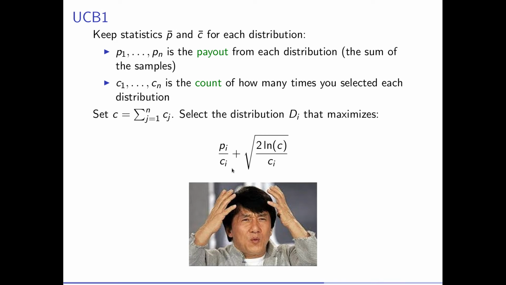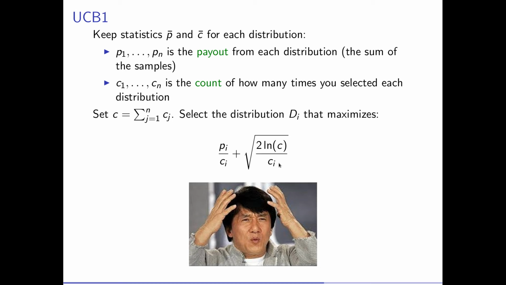And so that means if we're maximizing this whole thing, then machines that pay out more on average will have a bigger term here, and they'll tend to get selected more often. Okay? Now this term, on top is the log of the total number of times we've played in the past. And on the bottom is the number of times we've played just the machine we're considering.